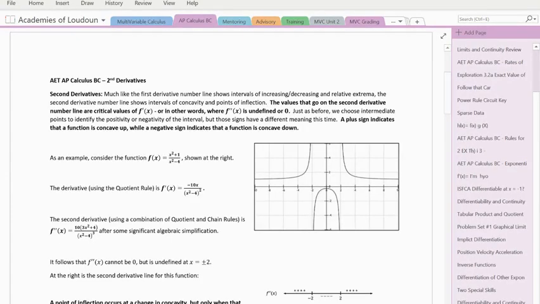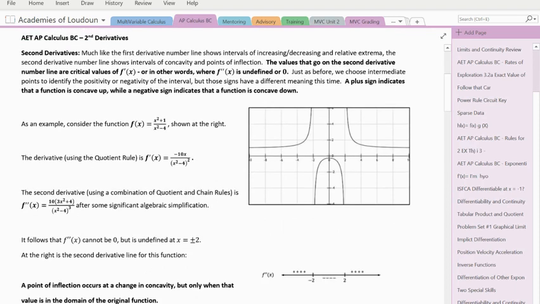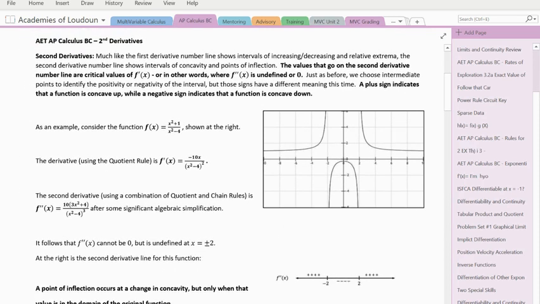Okay, so much like the first derivative number line shows intervals of increasing and decreasing and relative extrema, the second derivative number line will show us intervals of concavity and points of inflection. The values that go on the second derivative number line are critical values of f prime of x, or in other words, where f prime is undefined or equal to 0. Just as before, we choose intermediate points to identify the positivity and negativity of the interval, but those signs have different meaning this time. Positive values indicate that the function is concave up, and a negative sign indicates that the function is concave down.